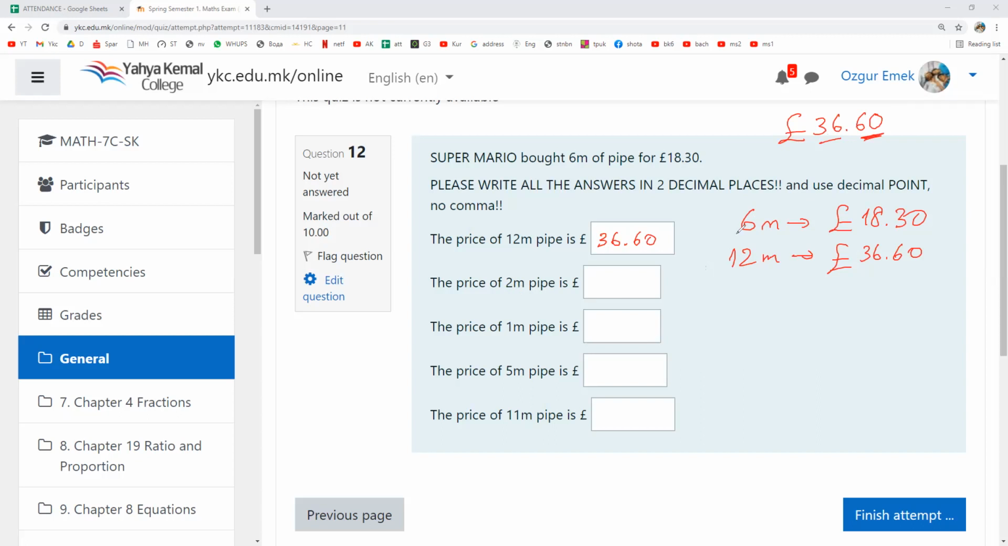How about 2 meters? If 6 meters is 18.30, how about 2 meters? It seems we have division by 3. 6 divided by 3 is equal to 2 meters. So we need to divide the cost of 6 meters also. So 18 divided by 3 is 6. You can also use classical division, but we are lucky here. It's simple to divide. 30 divided by 3 is 6 pounds and 10 pence. So 6.10.